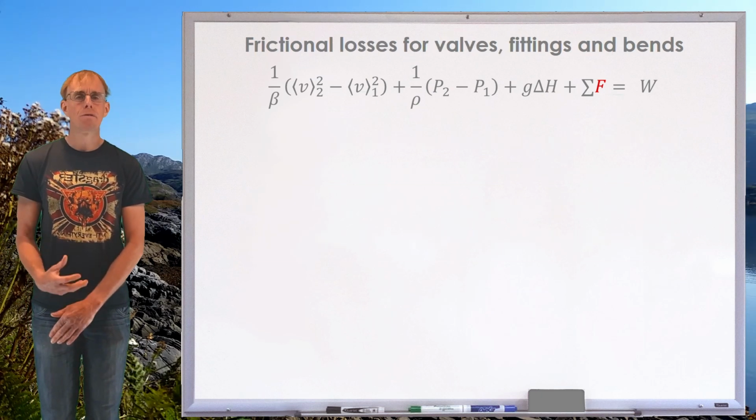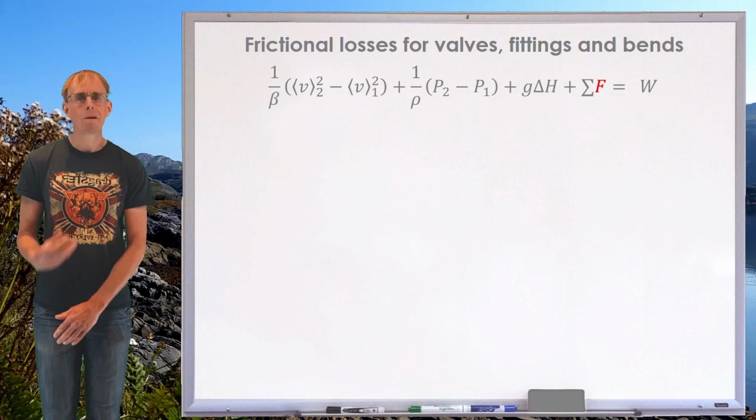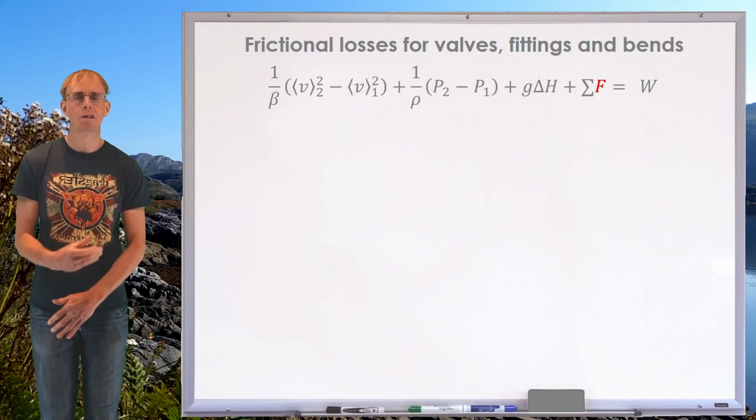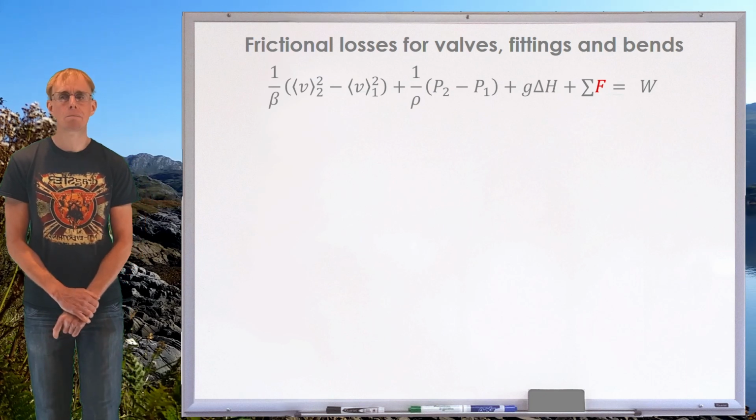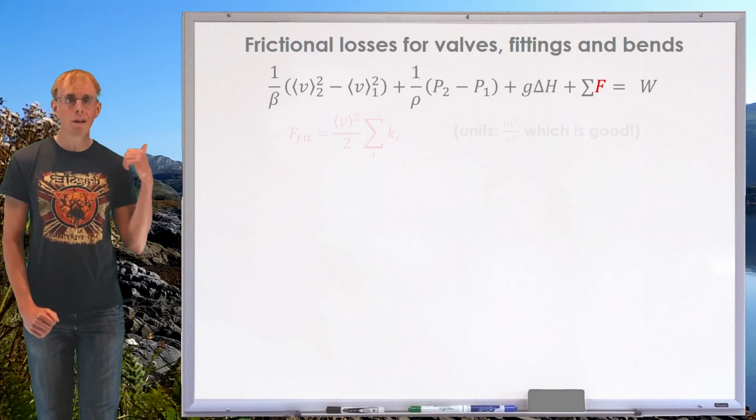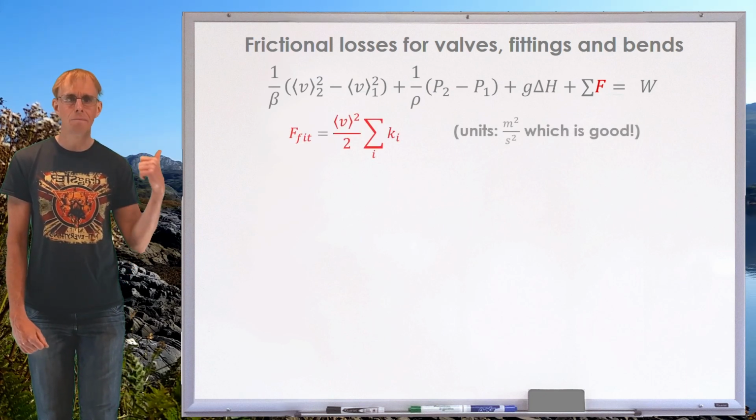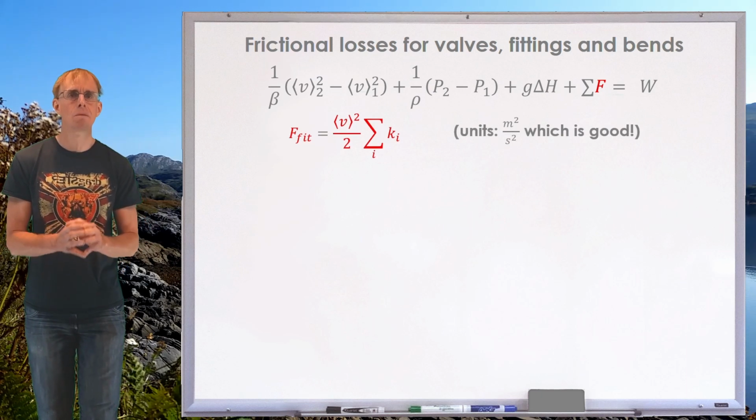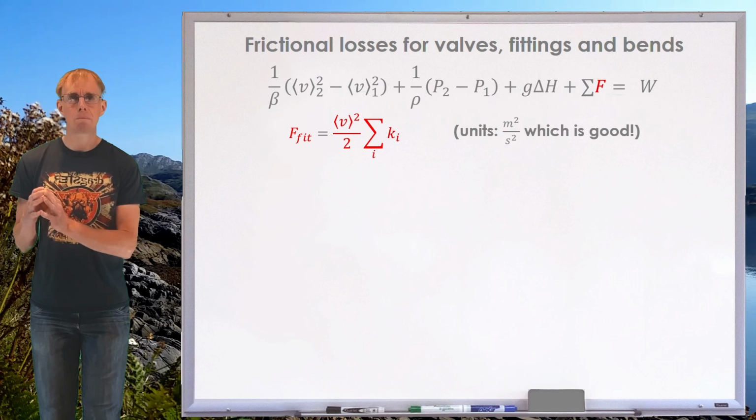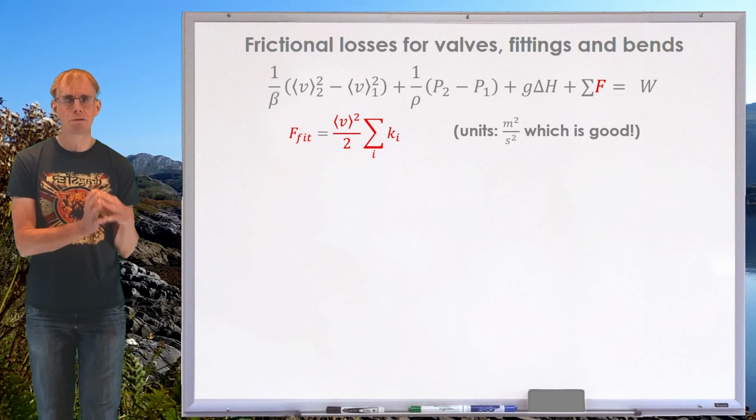So we've talked about frictional loss in pipes. What about frictional losses in fittings and bends? Because typically you're unlikely to have just a simple straight pipe. So that also comes into that parameter capital F there. So capital F is going to be the sum of the frictional losses due to the pipe and the frictional losses due to the fittings.